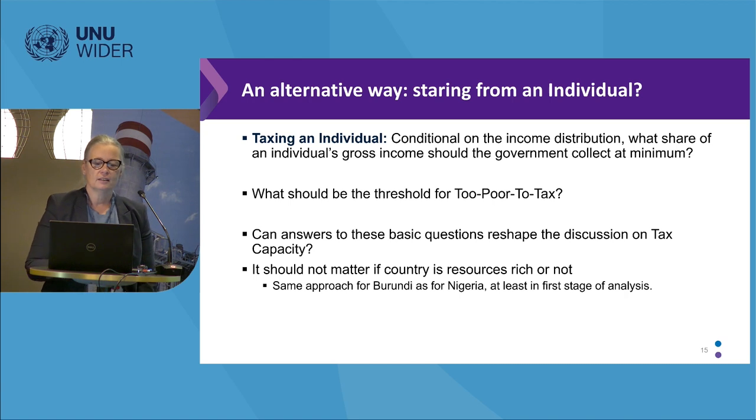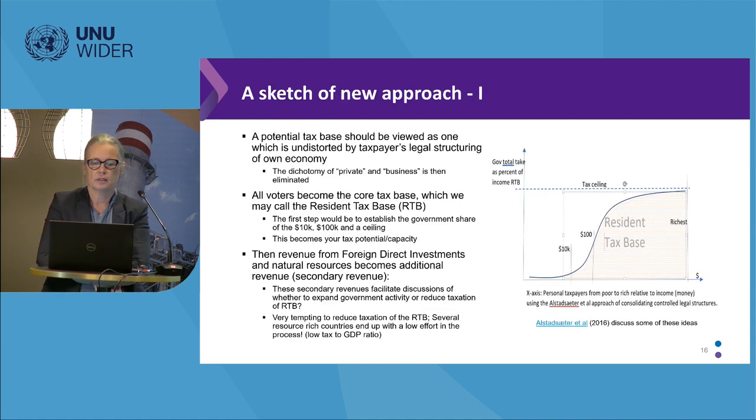But is there an alternative to the approach that focuses on economic potential and economic structure? Can we try to look at the individual when we start to think about measuring tax effort? Basically it is around the question: what should be the threshold to put a tax, where should we stop? And maybe this can reshape a little bit the discussion around tax capacity. And of course, as mentioned before, whether the country is resource-rich or not, to us makes a lot of sense to distinguish. So let me show you a little bit of a sketch of this approach.